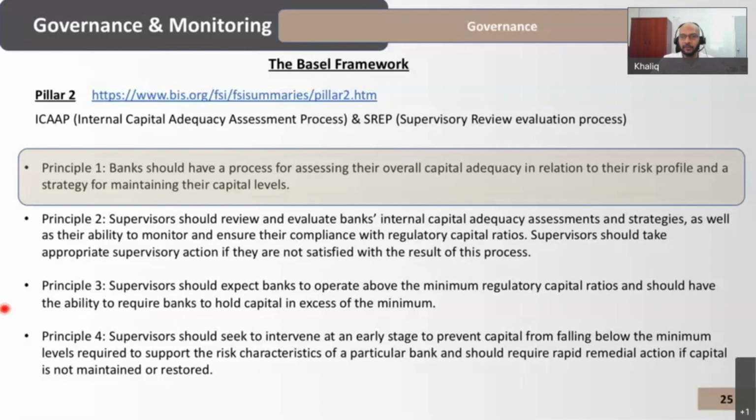Right, so the slide that I have in front of you lists out these 4 principles under pillar 2 of the ICAAP. I'm going to focus on principle 1. Banks should have a process for assessing the overall capital adequacy in relation to their risk profile and a strategy for maintaining their capital levels. So this entire model and methodology is supposed to meet this requirement. But of course, we need some oversight. We need some reporting. We need people to own this process.